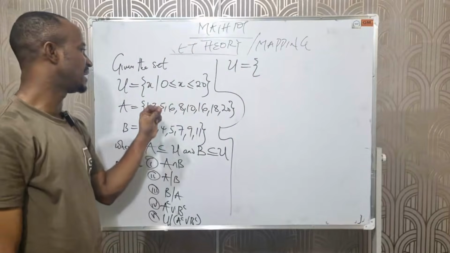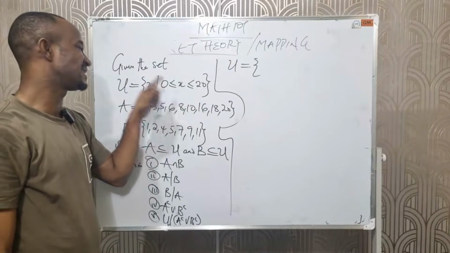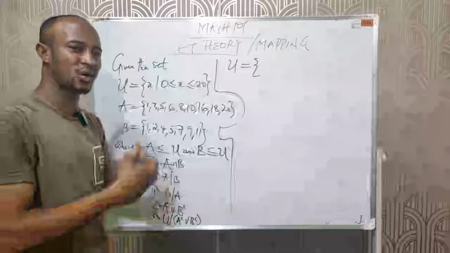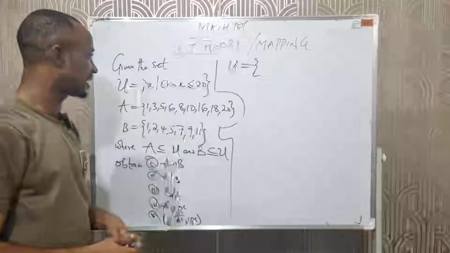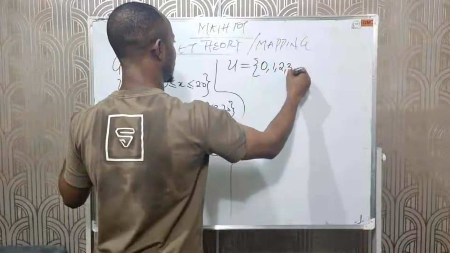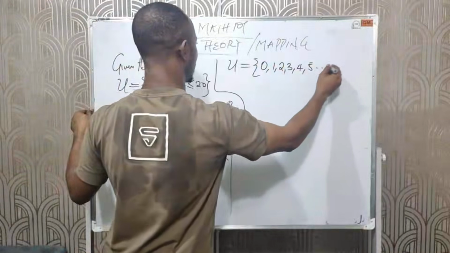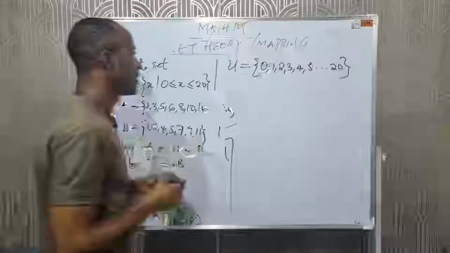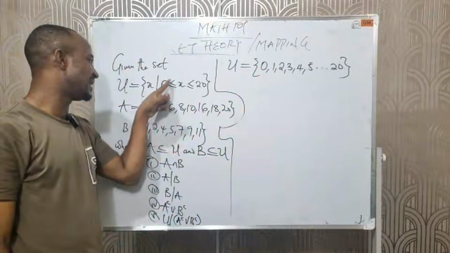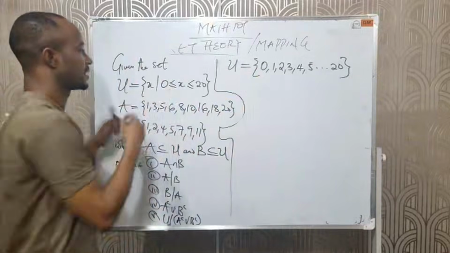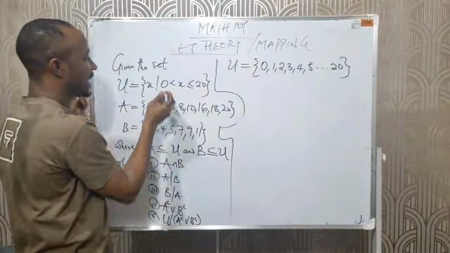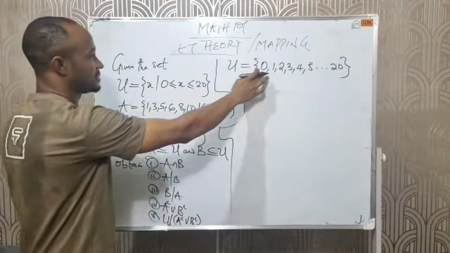Meaning that if x is greater than or equal to 0, the numbers start from 0 itself, followed by 1, 2, 3, 4, 5, down to 20. Why do we have to involve 0? Because we are told that 0 is less than or equal to x. There is an equal sign here. If there is no equal sign, I will start from 1. But because I have an equal sign here, I have to start from 0.